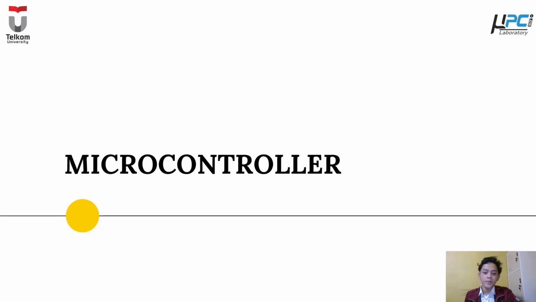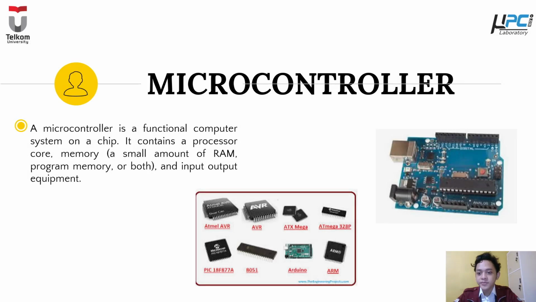Now we're gonna learn about microcontroller. A microcontroller is a functional computer system on a chip. It contains a processor core that we talked about before, memory, a small amount of RAM, program memory or both, and input-output equipment. So they can interact with maybe other microcontroller or other component, I think.